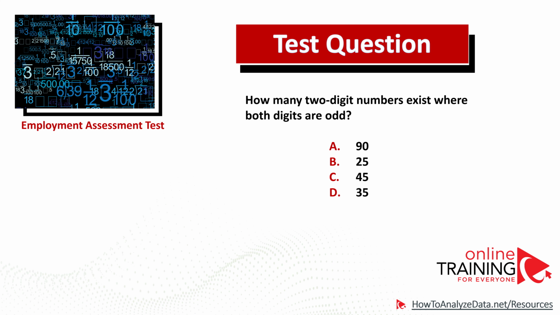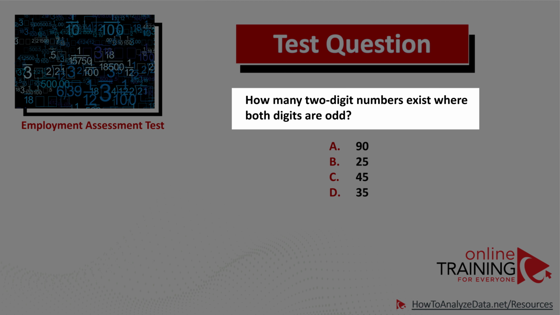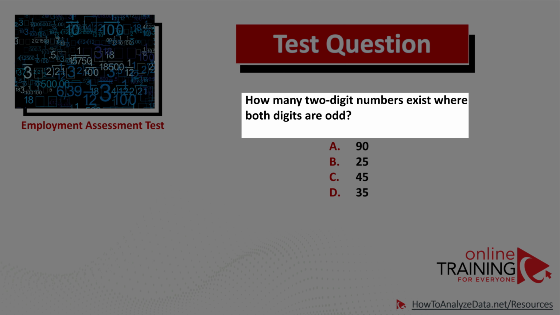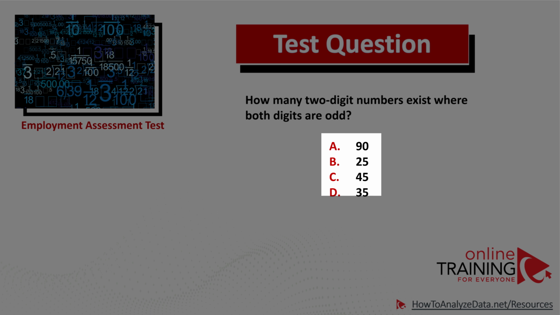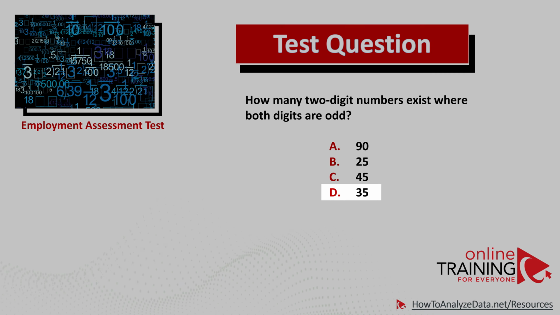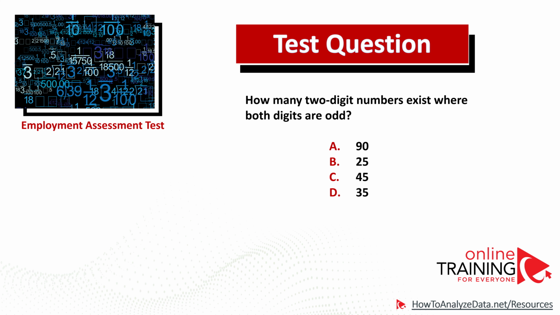Let's look at the short, but at the same time very tricky question that we frequently see on the test. How many two-digit numbers exist where both digits are odd? And you have four choices. Choice A, 90. Choice B, 25. Choice C, 45. And choice D, 35. Do you think you know the answer? Let's see how we can get to the correct solution together.